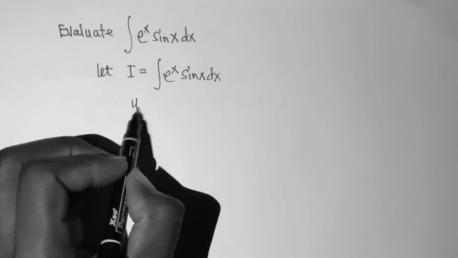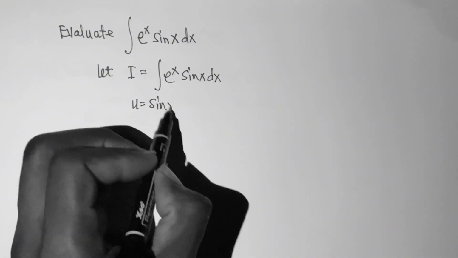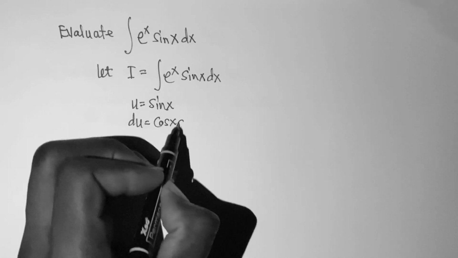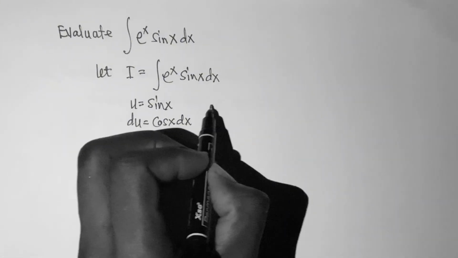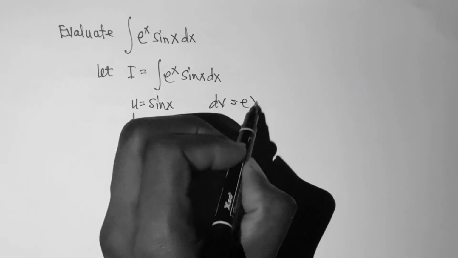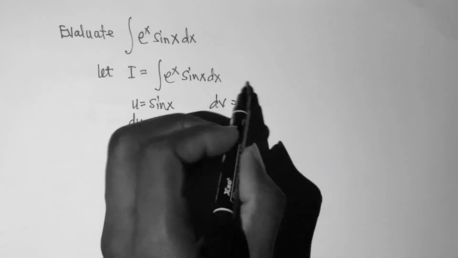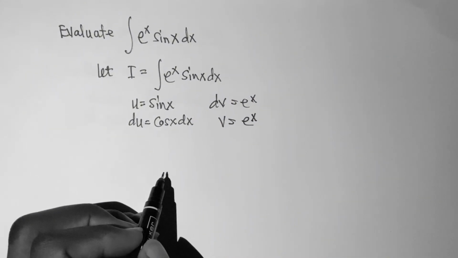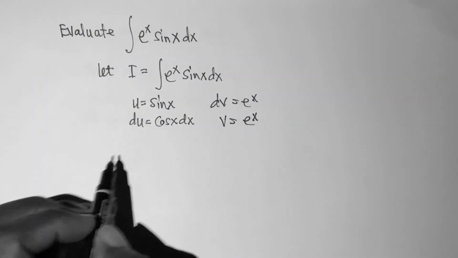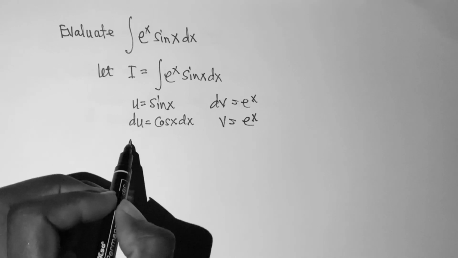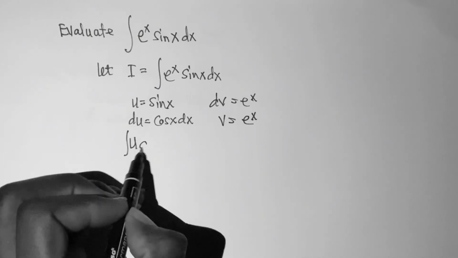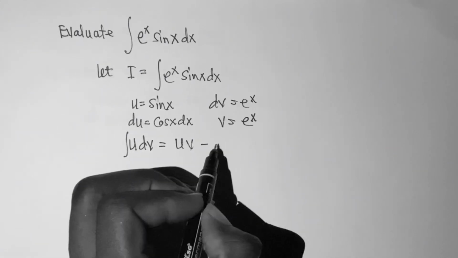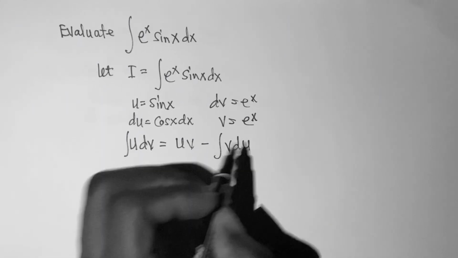So let's let u be equal to sine x. So du is equal to cos x dx. And then let's let v be equal to exponent x. So v, if you integrate exponent x, you are going to get back the same thing, which is exponent x. So the integral, which is I, but let's write the formula. So integral of u dv is equal to uv minus integral of v du.